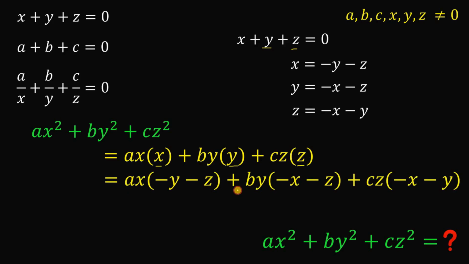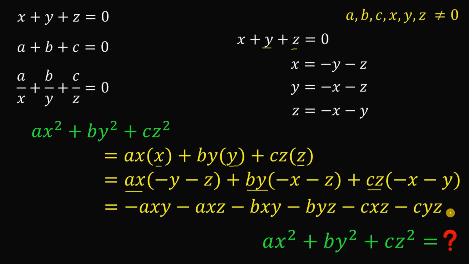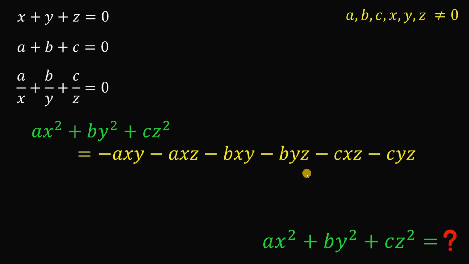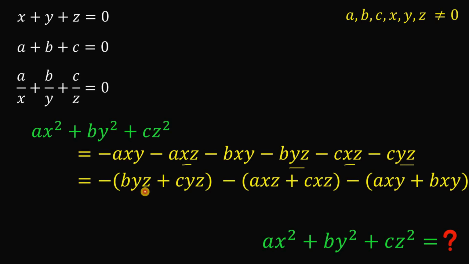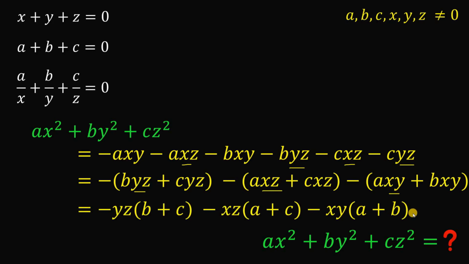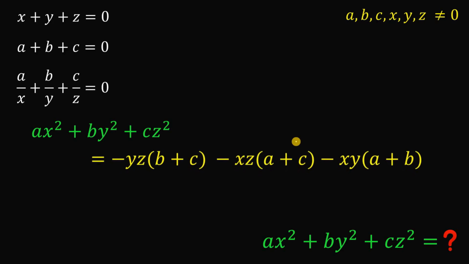From here, let's distribute ax, by, and cz. And then let's focus on this result. Now, let's combine the terms having yz, xz, and xy, and then factor out yz, xz, and xy. And let's set aside this result.